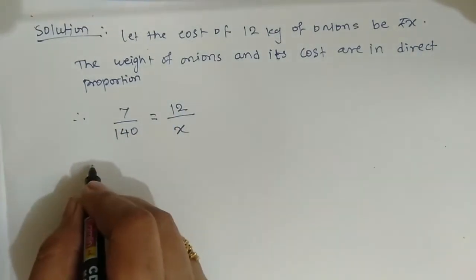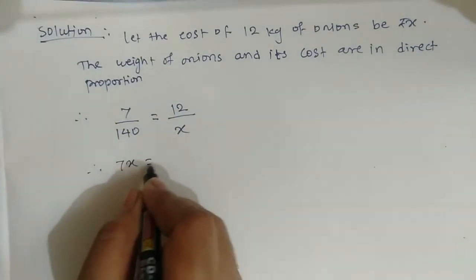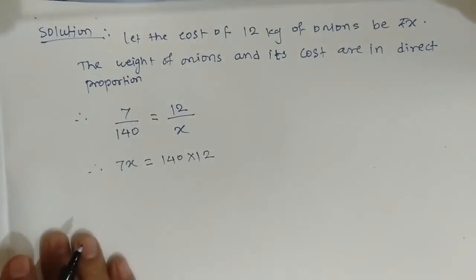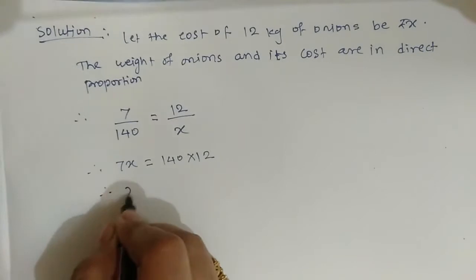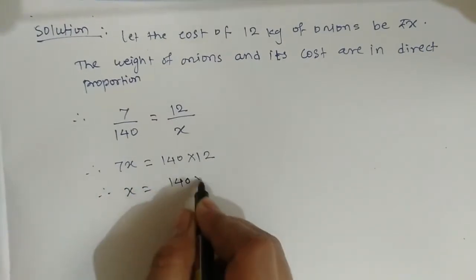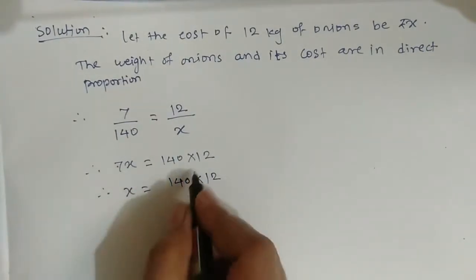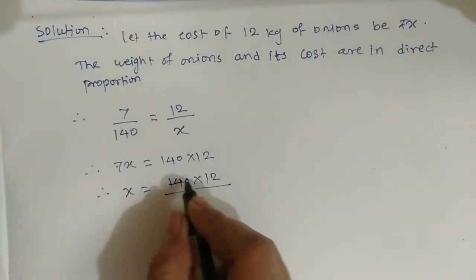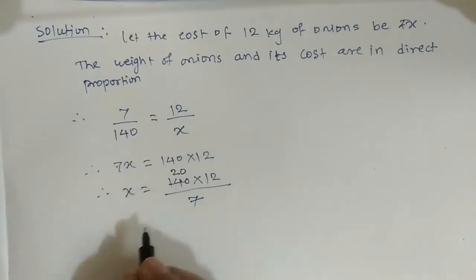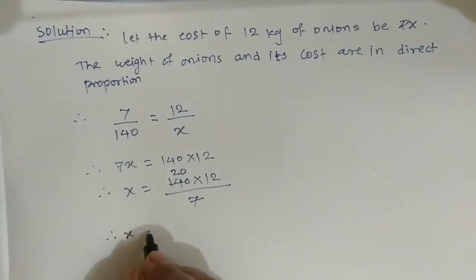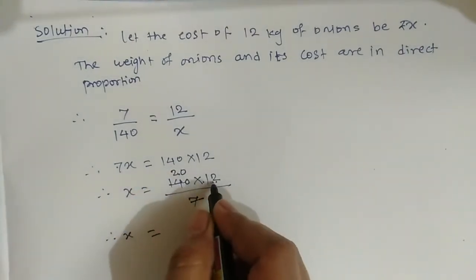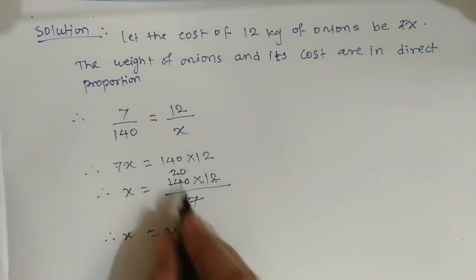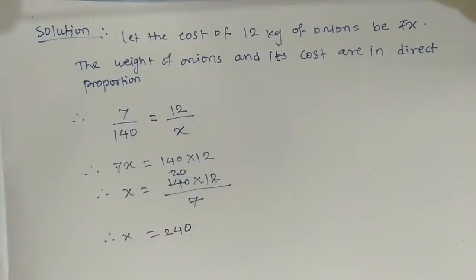Now take the cross multiplication. Therefore 7x is equal to 140 multiplied by 12. Therefore x is equal to 140 multiplied by 12, as it is, this 7 comes divide here. So 7 2s are 14, 7 0s are 0. Therefore x is equal to 20 multiplied by 12. 12 2s are 24 and 12 zeros are 0.